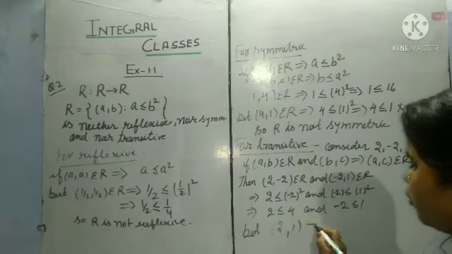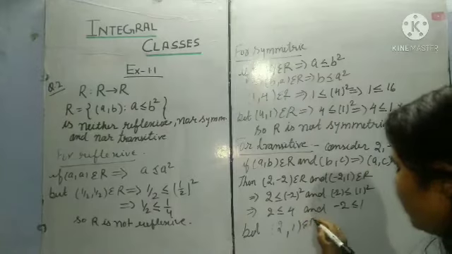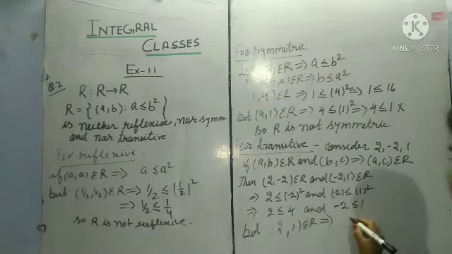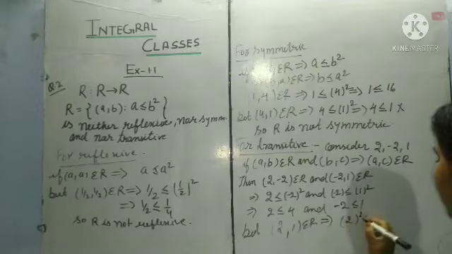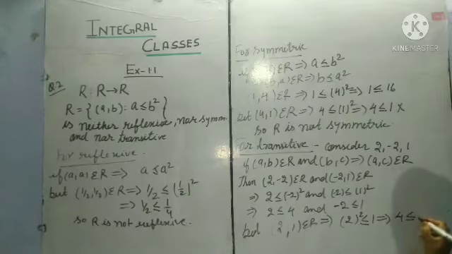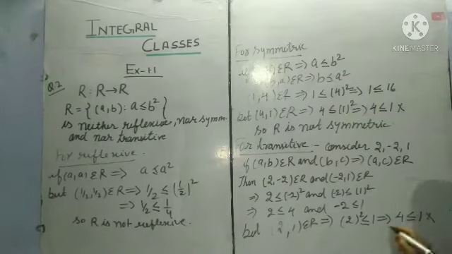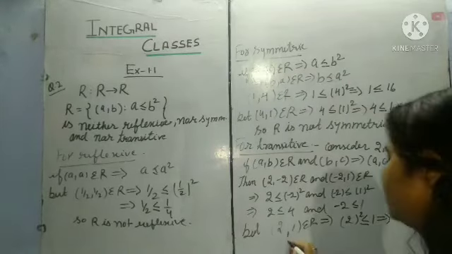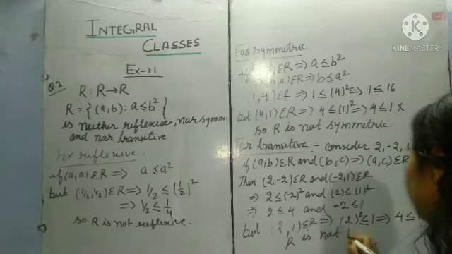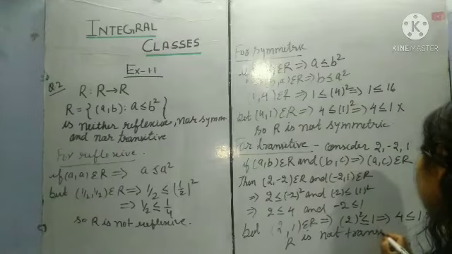But if we take (a, c), where a is 2 and c is 1, which belong to real numbers, then it implies 2 square is less than or equal to 1. It means 4 is less than or equal to 1. So it is not true. So student, R is not transitive.